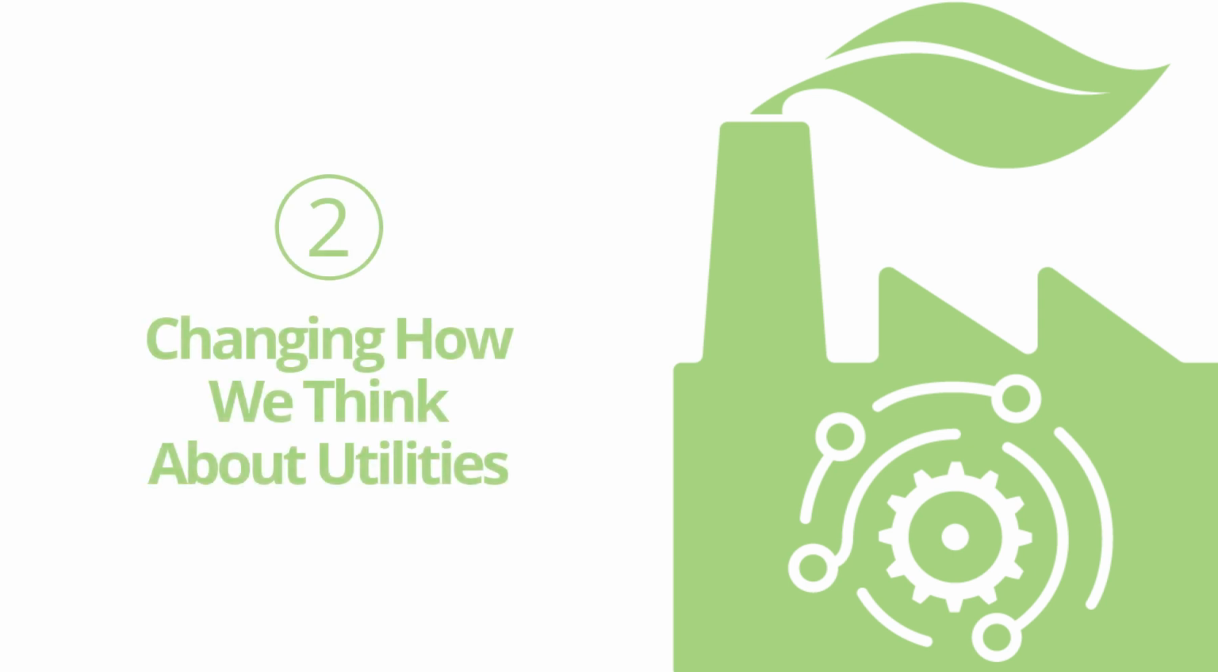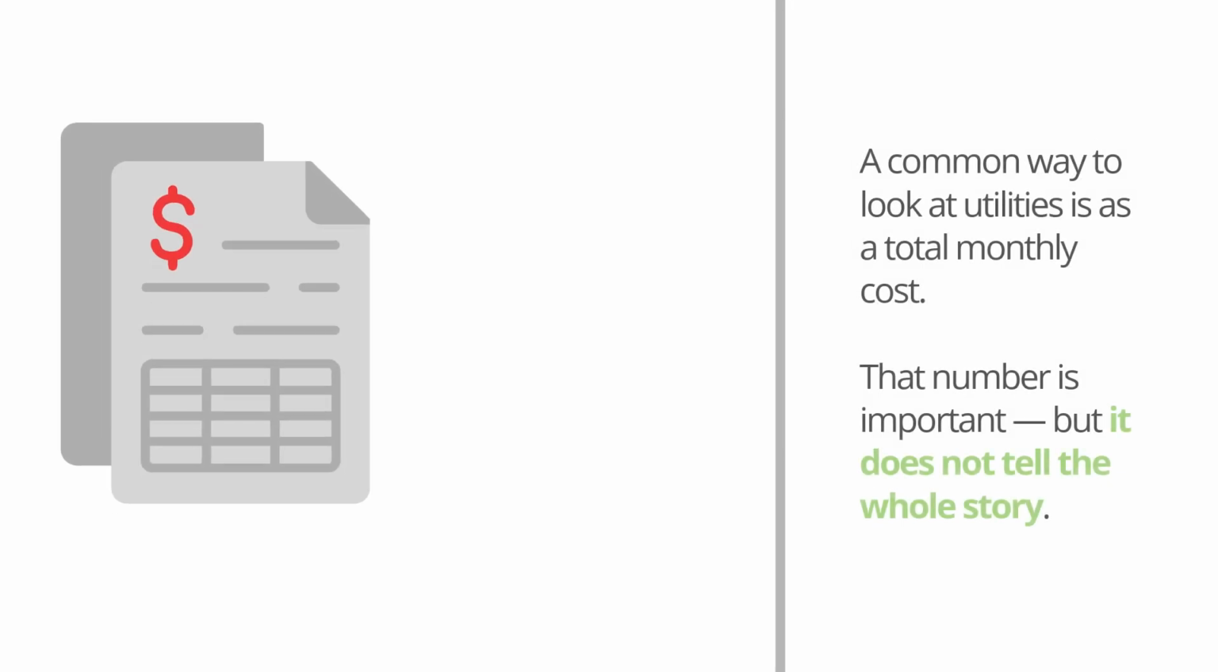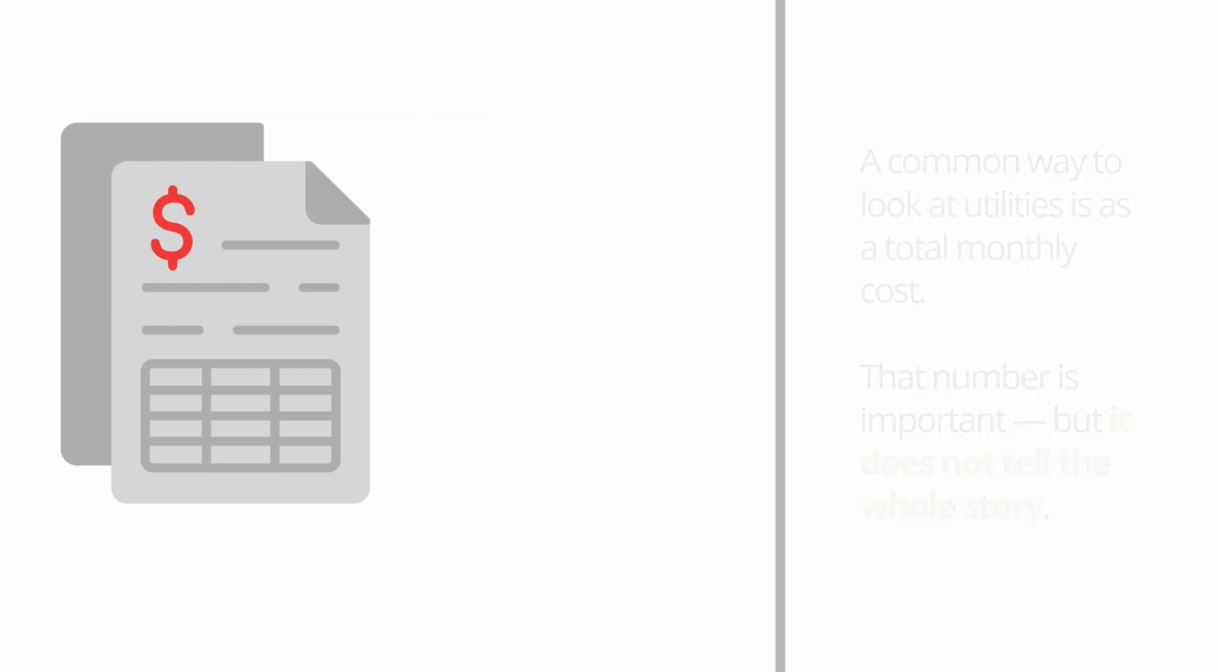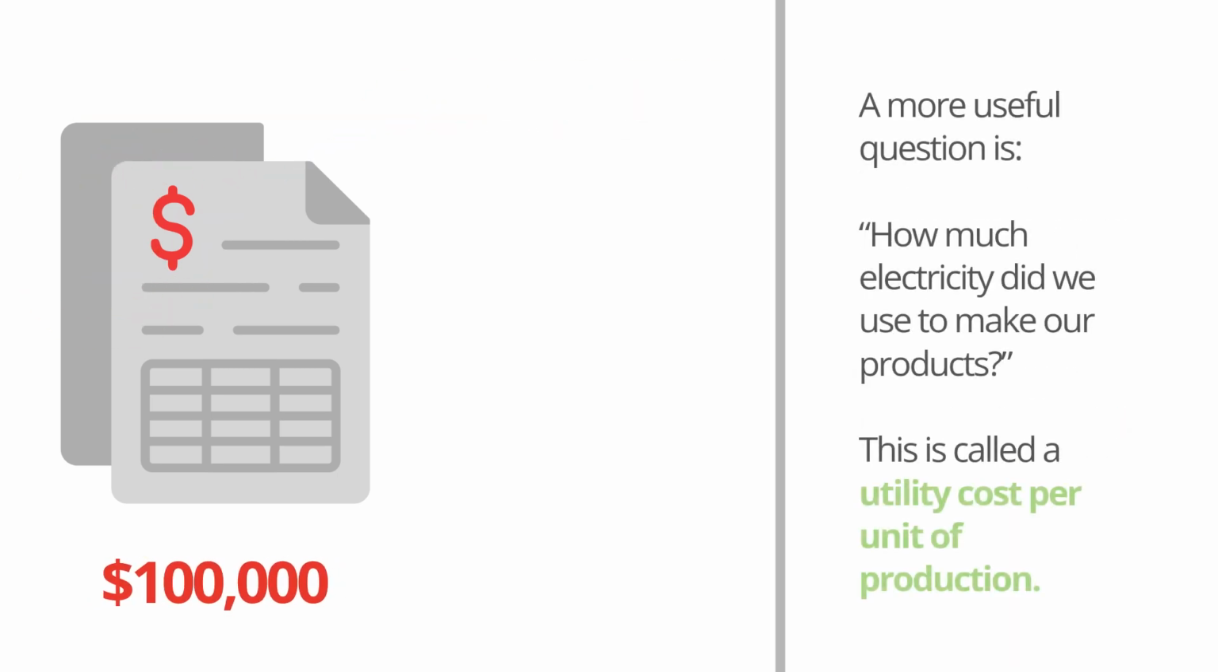Changing how we think about utilities. A common way to look at utilities is as a total monthly cost. For example, this facility spent $100,000 on electricity last month. That number is important, but it does not tell the whole story. A more useful question is, how much electricity did we use to make our products? This is called a utility cost per unit of production.